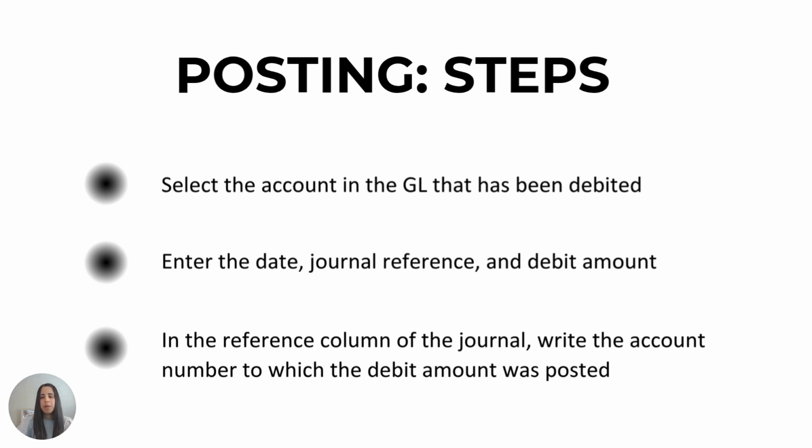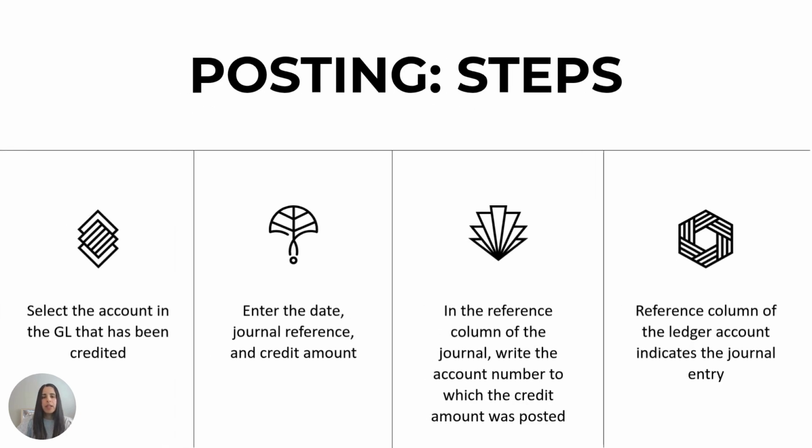Each account has its own number. So when we transfer the general journal, so the journal entry to the ledger, we'll go back to the journal and indicate what account number that journal entry was posted to. So continuing with posting, we would then select the account in the GL that has been credited. Once we've selected the correct account, we're going to enter the date, journal reference, and credit amount. And then in the reference column of the journal, write the account number to which the credit amount was posted. Now that we've entered in all the debits and credits, in the reference column of the general ledger account, we can also indicate the journal entry.